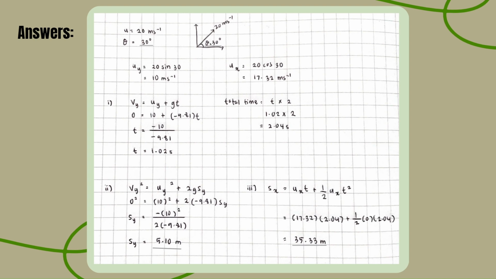And then for the second question, we need to use the formula of Vy squared equals to Uy squared plus 2gSy. We know that Vy equals to 0 at the maximum height. We just substitute all the values into the formula, and then we got Sy equals to 5.10 meter. And for the last question, the horizontal distance, we need to use the formula of Sx equals to Uxt plus half ax t squared. Just substitute all the values, and then we got 35.33 meter.